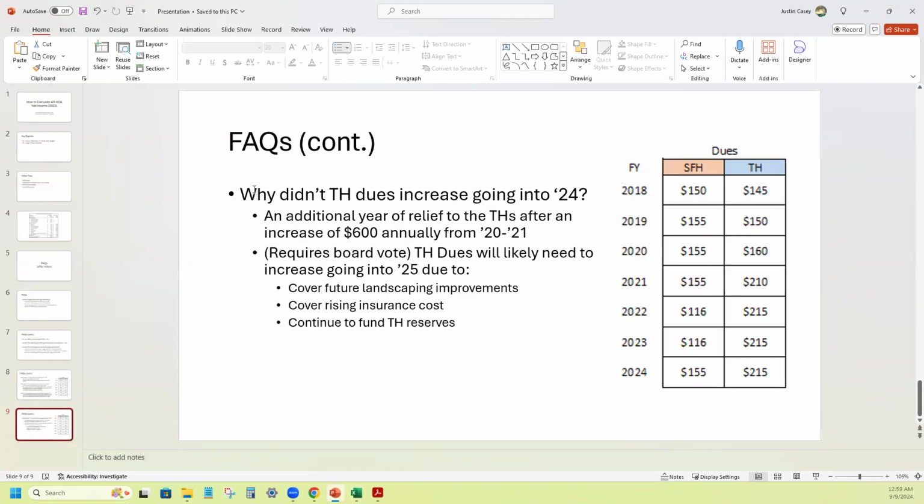Okay, what will the townhome dues increase to? That's a matter for further discussion. We'll discuss that openly. We'll be as transparent as possible about it, and give you as much time to prepare as possible, knowing that any change would impact any kind of expectations for spending as you make your own personal budgets going into 2025.